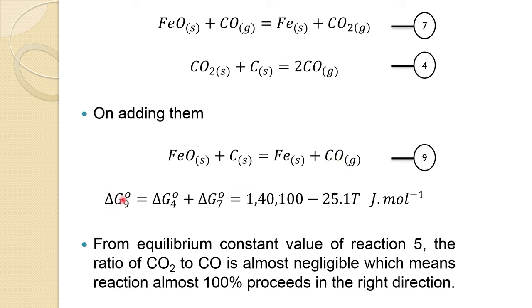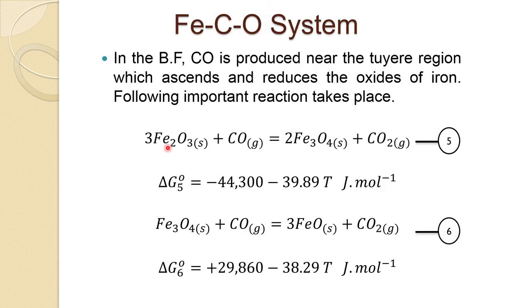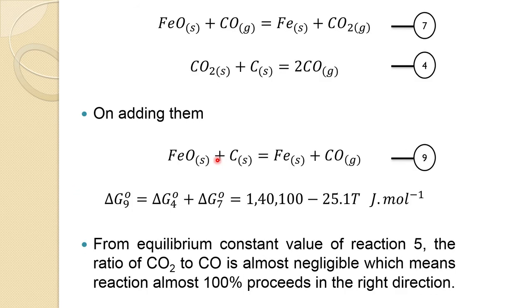So, the overall free energy for this, and you can see it is a highly endothermic reaction, so it needs quite a lot of heat. From the equilibrium constant value of reaction 5, the ratio of CO2 to CO is almost negligible, which means the reaction proceeds almost 100% in the right direction. So, this is reaction 5, for hematite. In this reaction, the ratio of CO2 to CO is almost 100%, which means the reaction proceeds in the right direction and almost 100% gets completed.